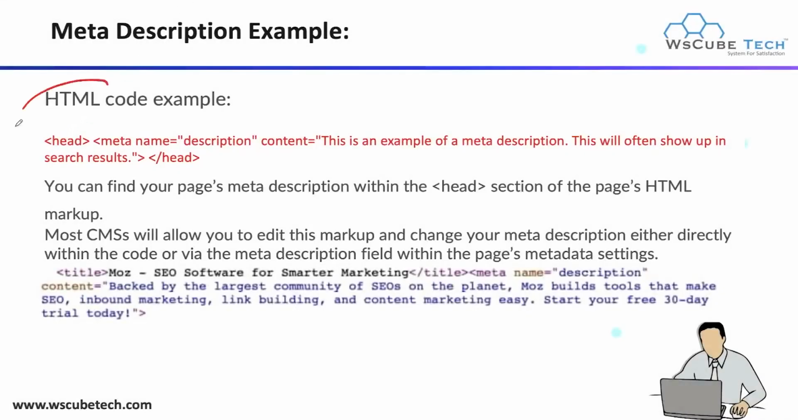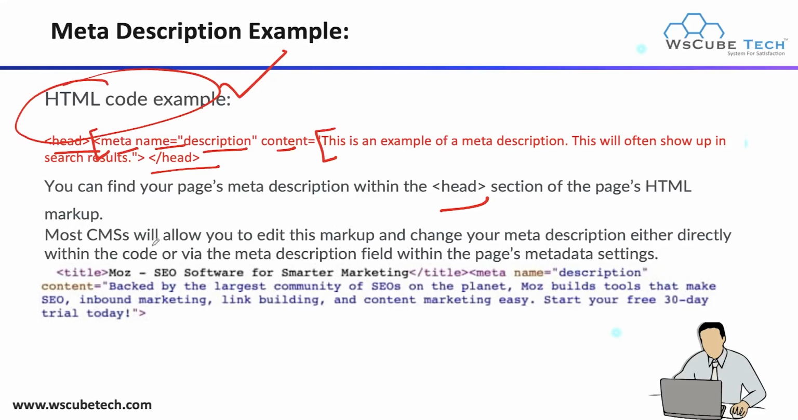Now, what is the HTML code for this particular meta description? Here we have, in the head section, the meta description which is written in the form of meta name equals description, content. Whatever description you want to write, you have to write inside the quotation marks, like this is an example of the meta description. This will often show up in the search result, and then the closing of your head tag. So you can find your page meta description within the head section. Most CMS will allow you to edit this particular markup and change your meta description either directly within the code or via the meta description field within the page meta description section.